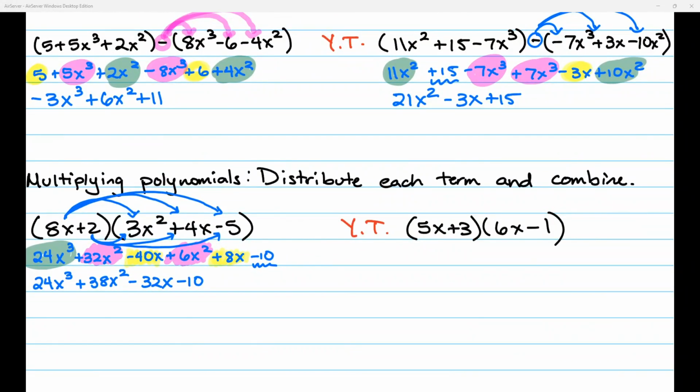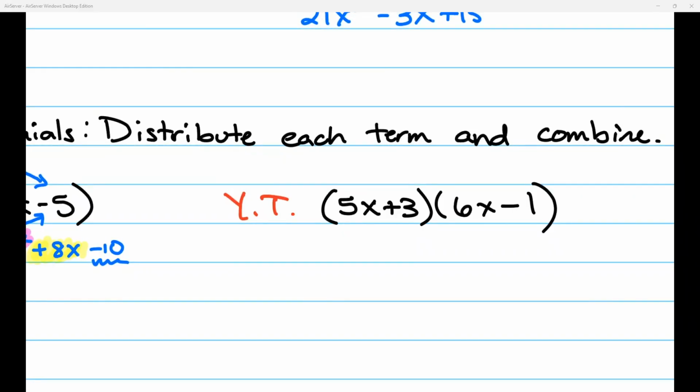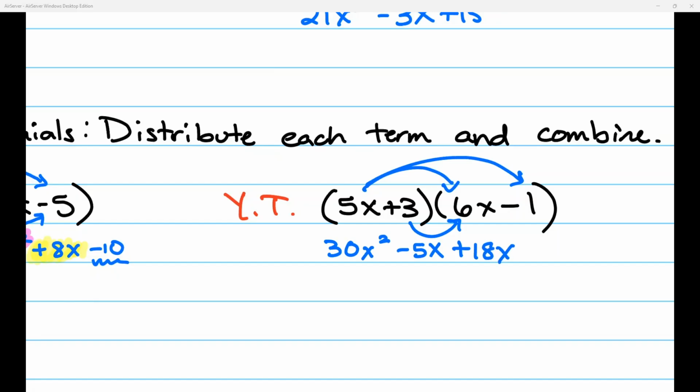I'm going to assume you already did that, so I'm going to jam through this one. We're going to go ahead and distribute the 5x till I can't distribute it anymore. That's going to be 30x squared. 5x times negative 1 gives me a negative 5x. It looks like I'm done distributing the 5x. So now I move on to distributing the 3. 3 times 6x, that's a positive 18x. I'm not done distributing the 3, so 3 times negative 1, that gives me a negative 3. I'm done distributing the 3.